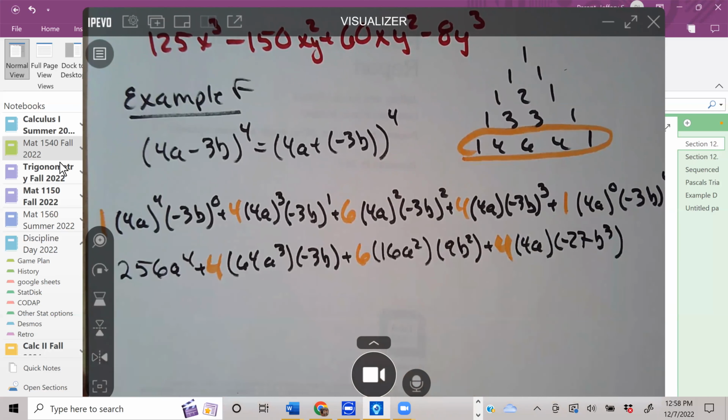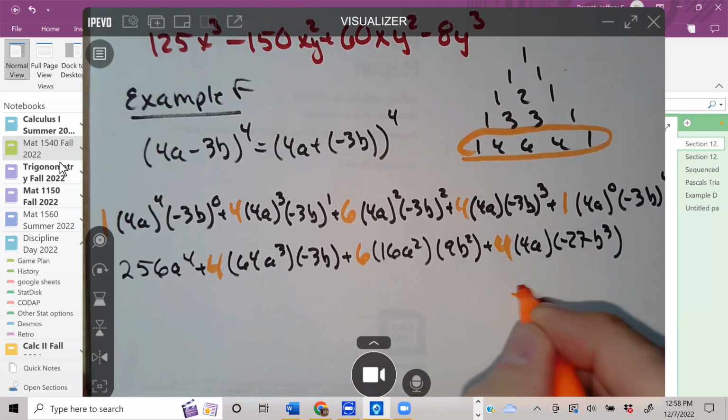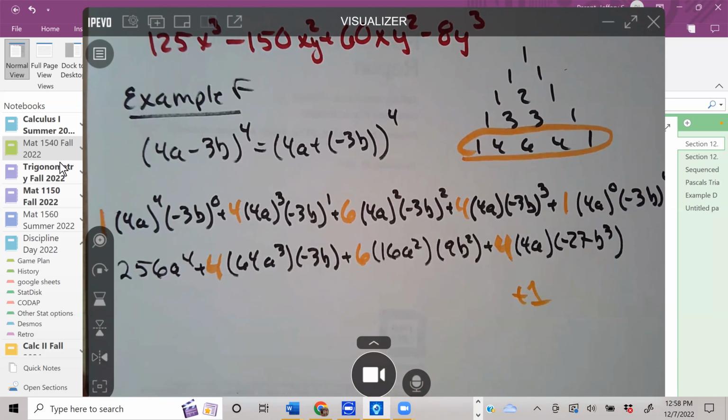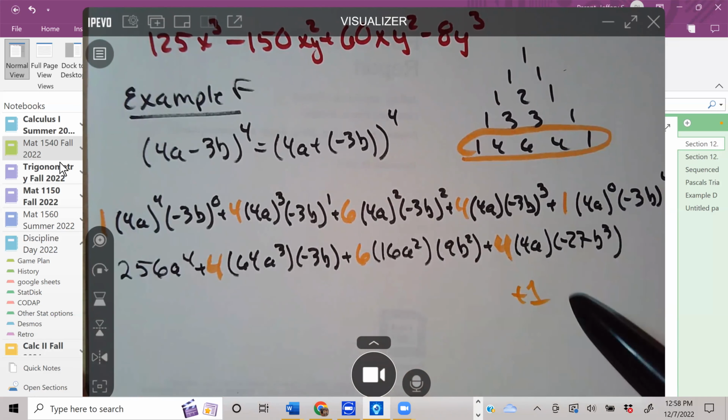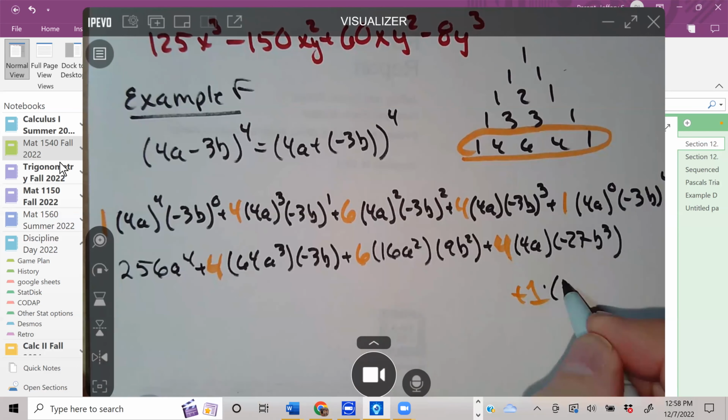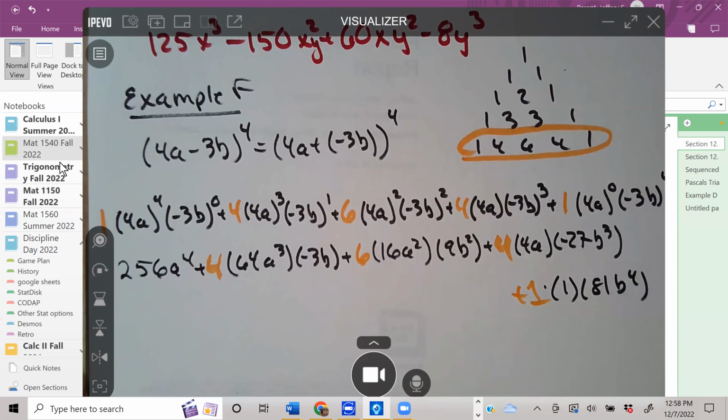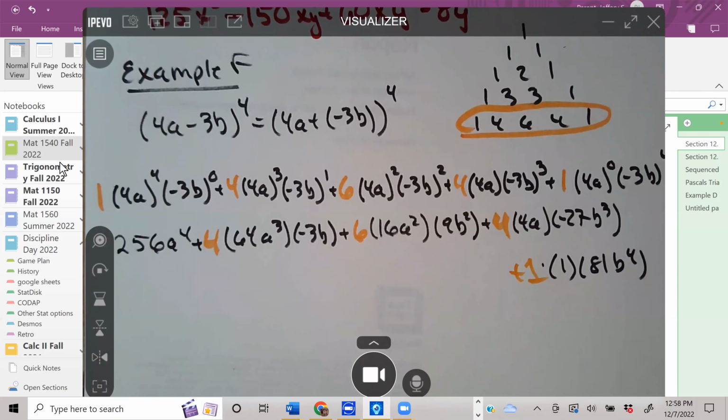And last but not least, and I'm not going to try and cram it in there, I'll just put it over here, plus 1. Something to the 0 power is 1. So times 1 times 3 to the 4th power is 81, b to the 4th. So not a bad idea to do this in a couple steps rather than try and do it all at once. You can, I'm not going to stop you.